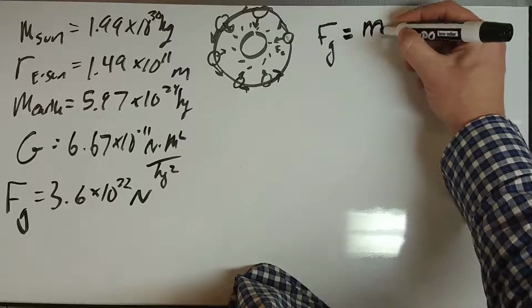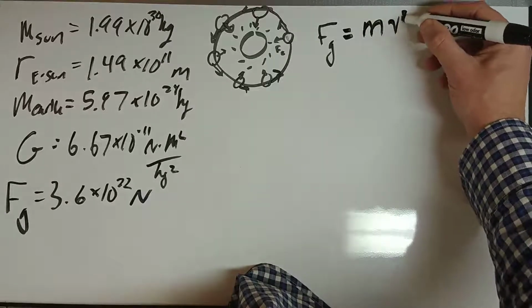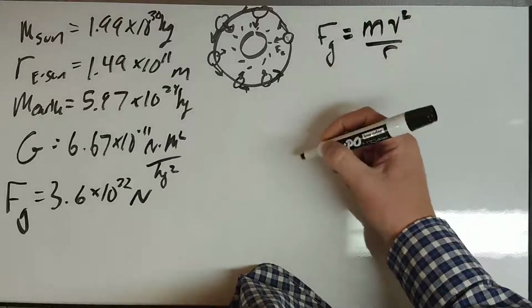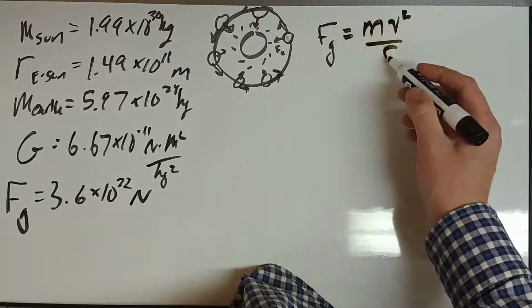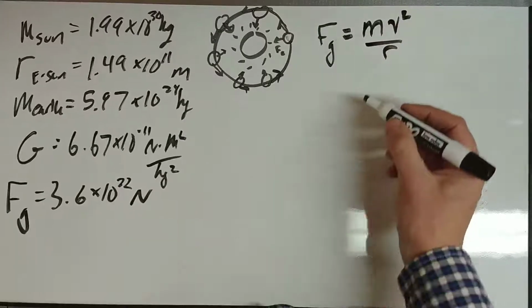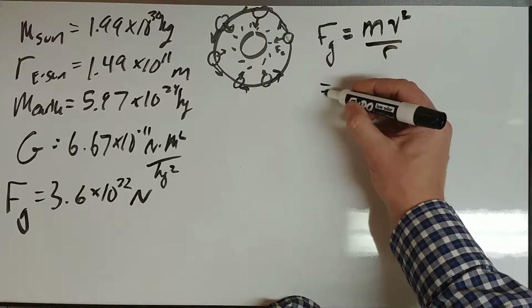So that has to be equal to mv squared over r, the force of gravity, because the force of gravity is keeping the mass of the Earth in its radius orbit at its velocity. So we can go and get it this way as well.